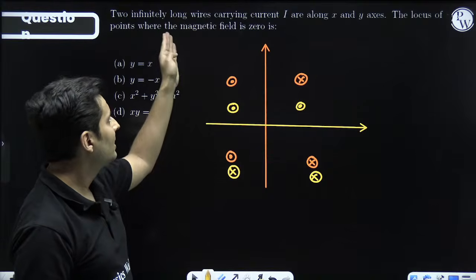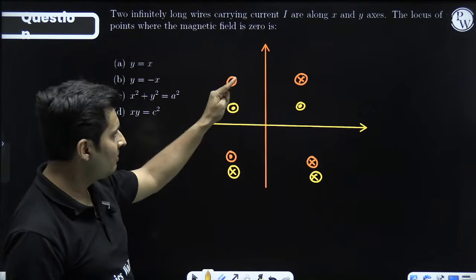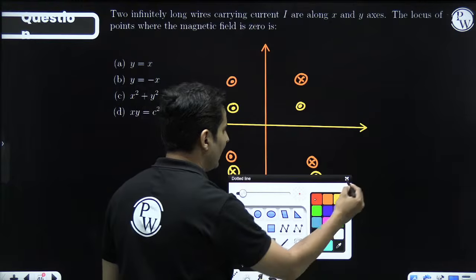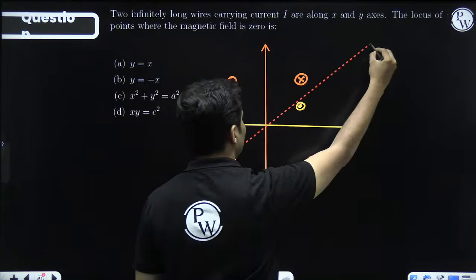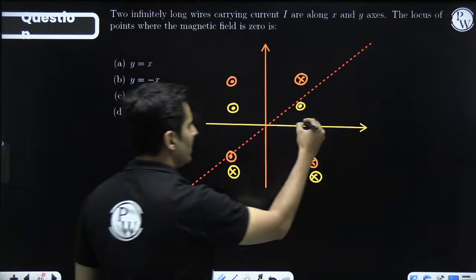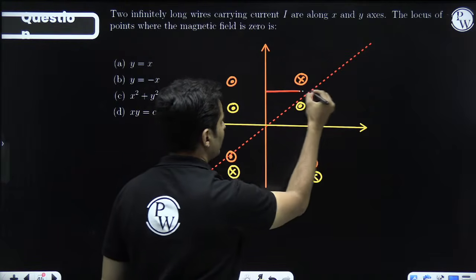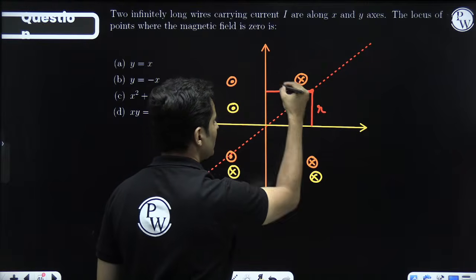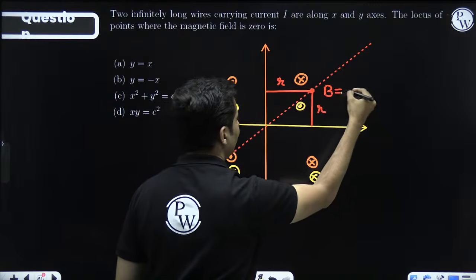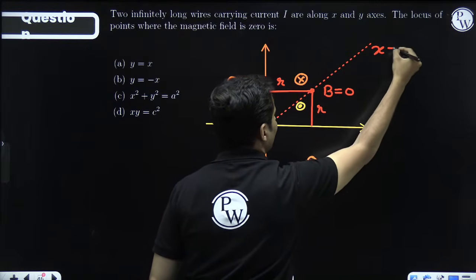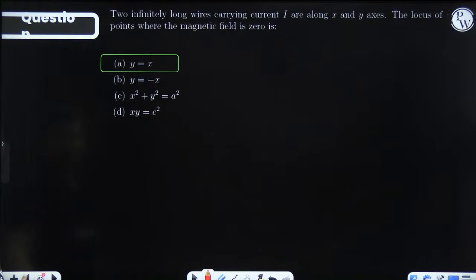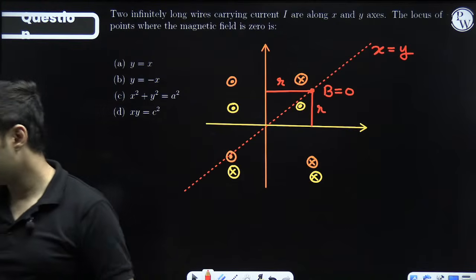Now, because currents are the same, symmetry should be maintained. So, no doubt that the locus will be like this. Exactly, this is the locus, because here the distance will be the same. This is also r, this is also r. They will end up cancelling out each other, so magnetic field will be 0. What is this line? x is equal to y, right? So x is equal to y, which is option A, is the right answer, my dear.